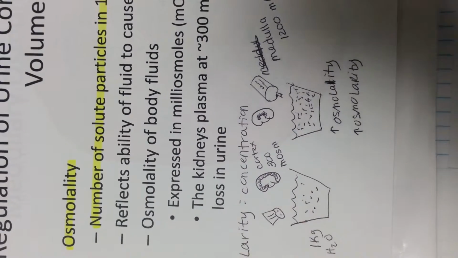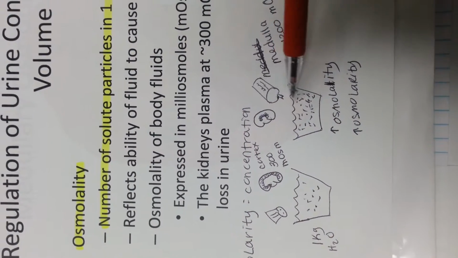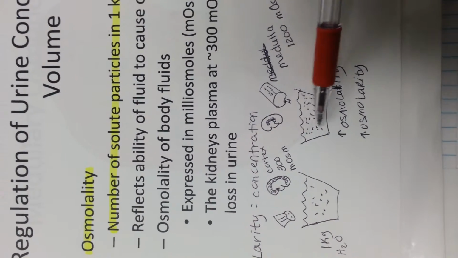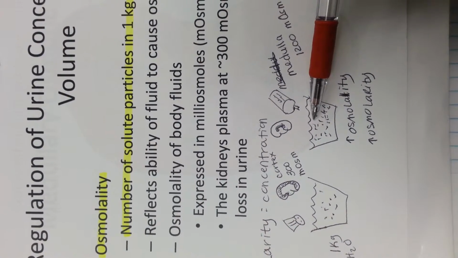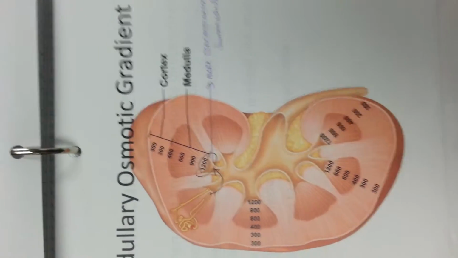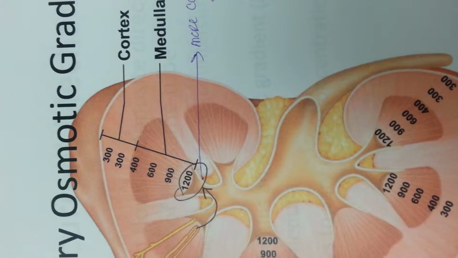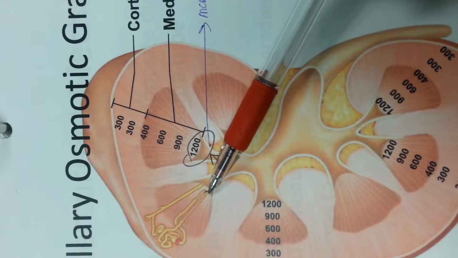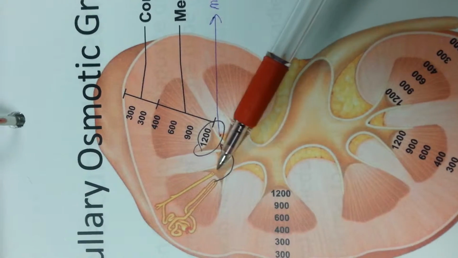Now let's say these two cups of water are 1 kilogram of H2O, with the salt shaker over here and the salt container over here. Osmolarity, the concentration of salt, is high over here. Osmolality, the number of solute particles in 1 kilogram of H2O, is also higher over here. Like I stated earlier, the cortex is at 300 and the medulla is at 1200. Remember, the urine is more concentrated at the juxtamedullary nephron because it is down by the medulla. So that's why it is more concentrated.